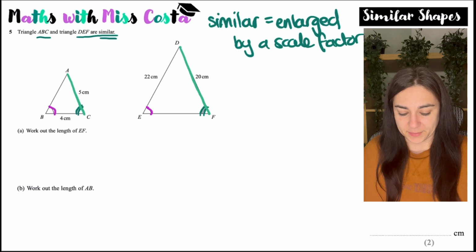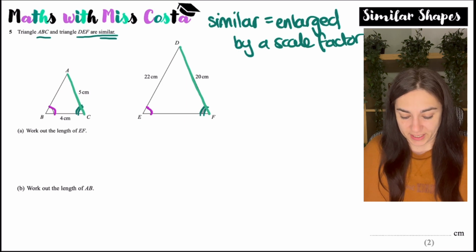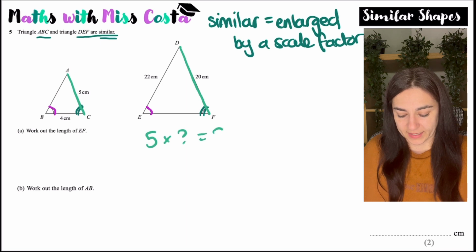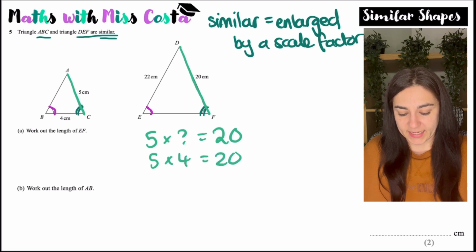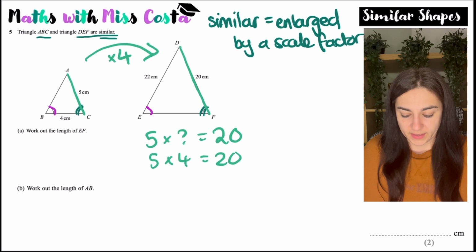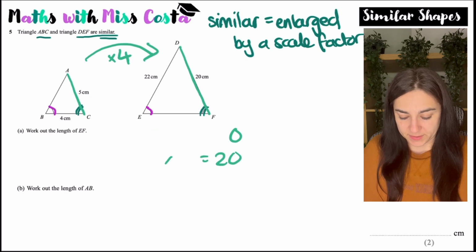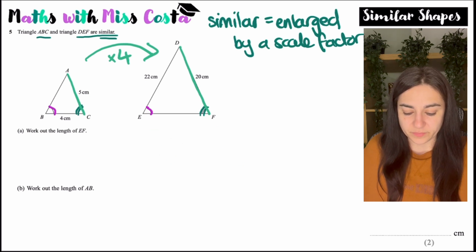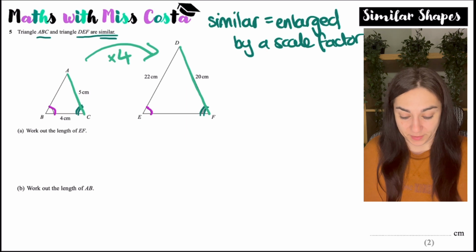So I want to think to myself, how many times larger is the larger triangle than the smaller one? Well, 5 times by what gets me to 20? 20 divided by 5 is 4. So I know that 5 times 4 gets me to 20. So the scale factor of enlargement is 4. So to get from my smaller shape to my larger shape, I just multiply each of the sides by 4.